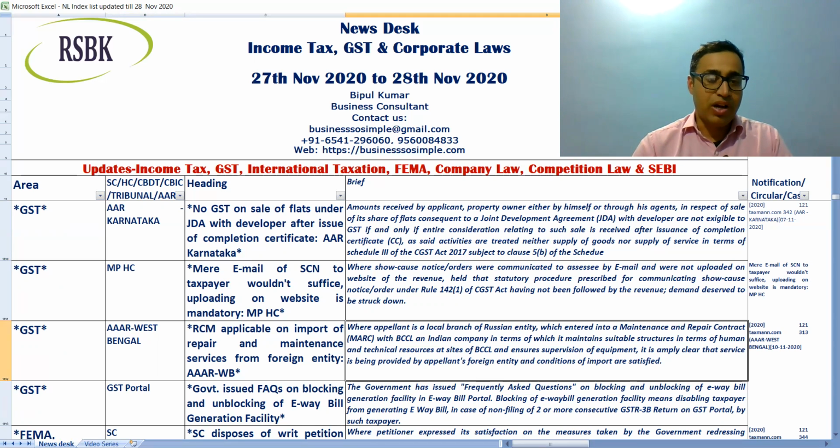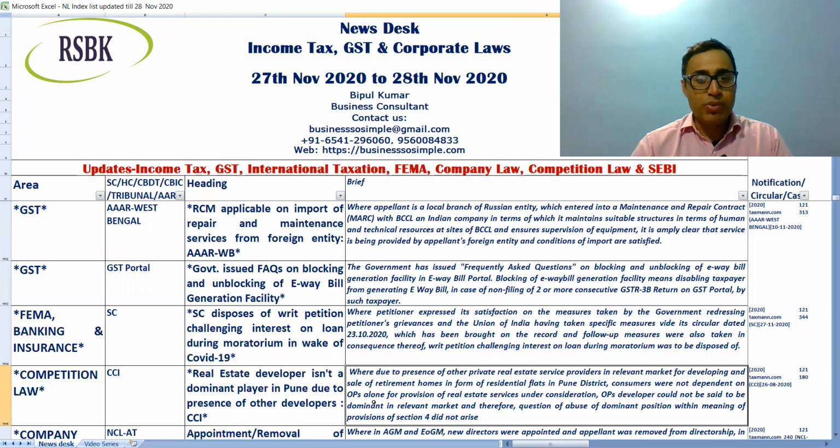Next, on the GST portal, there is a government-issued frequently asked question on blocking and unblocking of the e-way bill generation facility. The government has issued frequently asked questions on the blocking and unblocking of the e-way bill generation facility in the e-way bill portal. Blocking of the e-way bill generation facility means disabling the taxpayer from generating an e-way bill in case of non-filing of two or more consecutive GSTR-3B returns on the GST portal by such taxpayer.